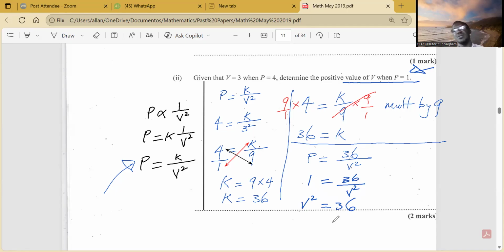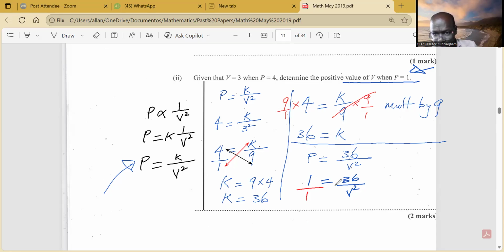Anybody lost? Or does everybody understand how I got that? Can you redo it, please? I got bumped out of the meeting, so I missed some of the explanation. All right, so 1 equals 36 over v squared. I could cross multiply. I like cross multiplying because it gives you the answer immediately.